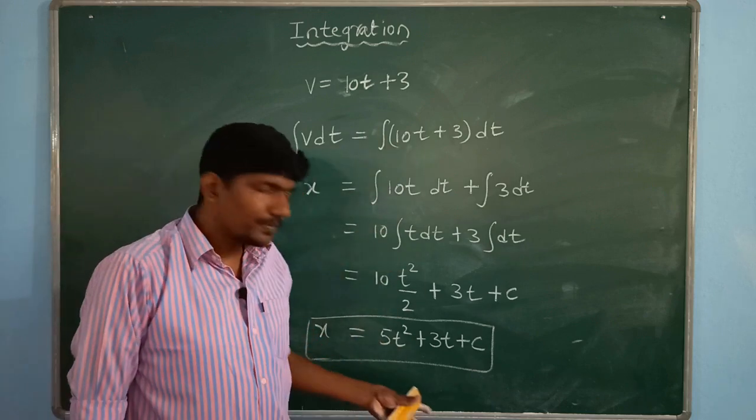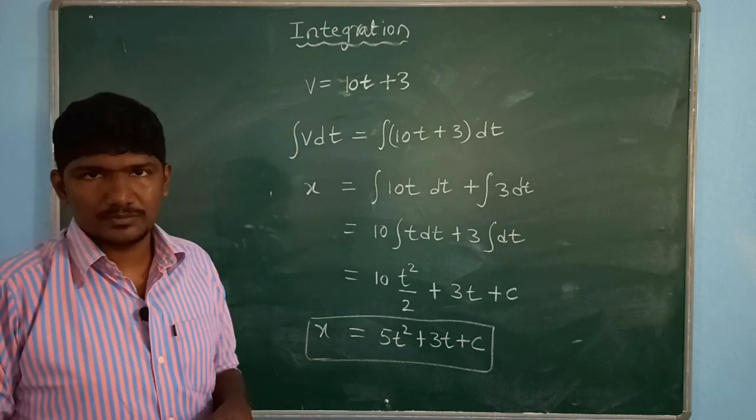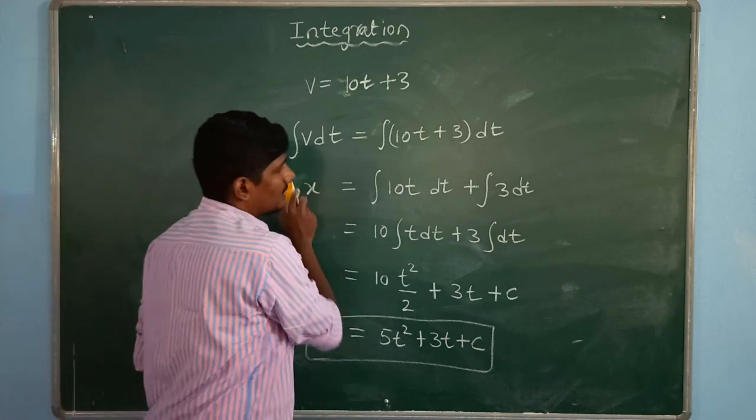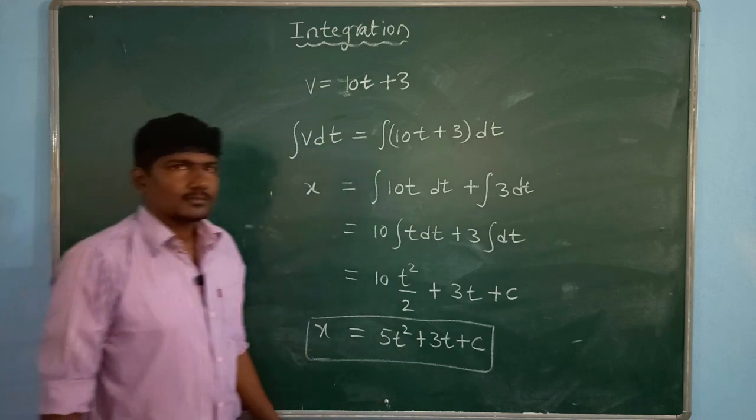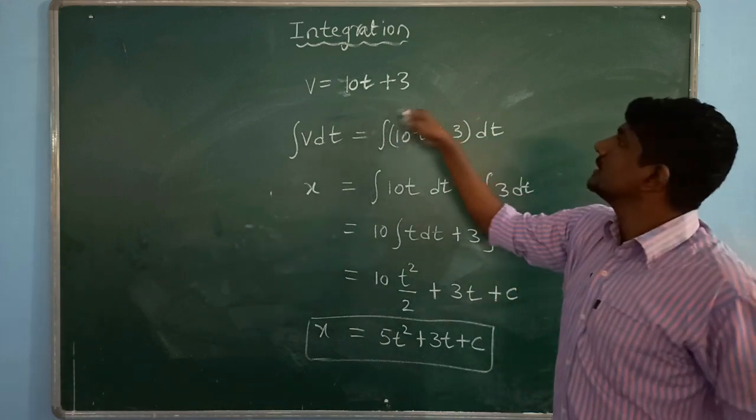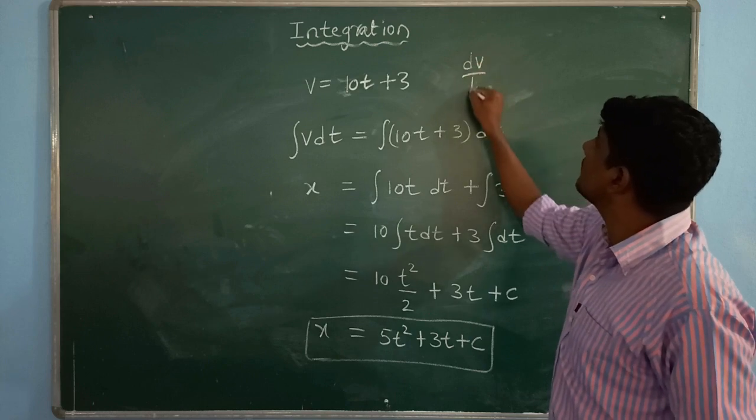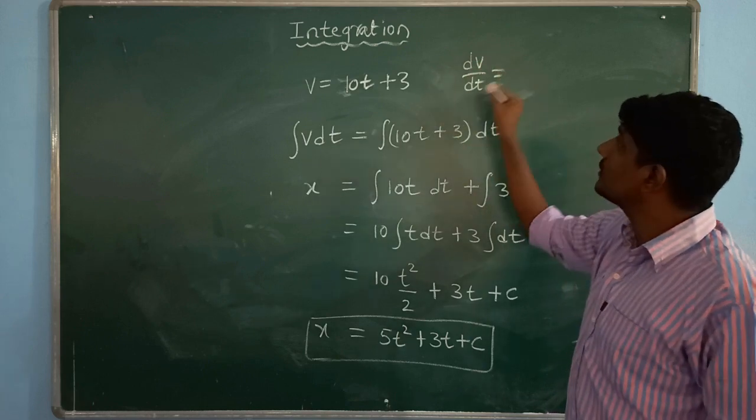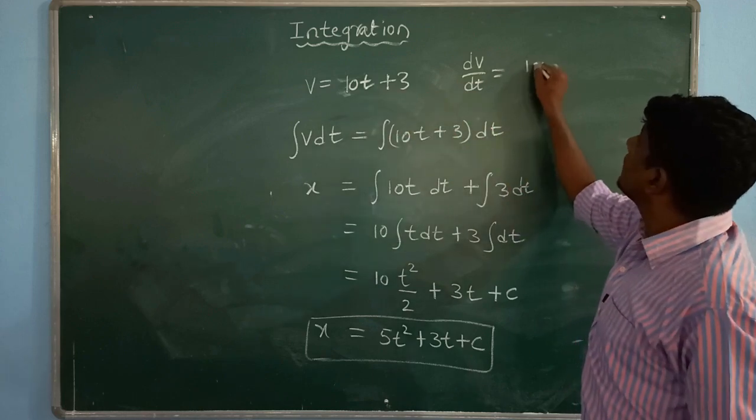Now similarly, if you integrate the acceleration equation, you get velocity also. Okay, let's see that one. I hope this is clear. Write down. So now we have velocity. Try to differentiate velocity. Differentiation of velocity is what? dv by dt. So it will help you. Okay, differentiation of velocity is what?